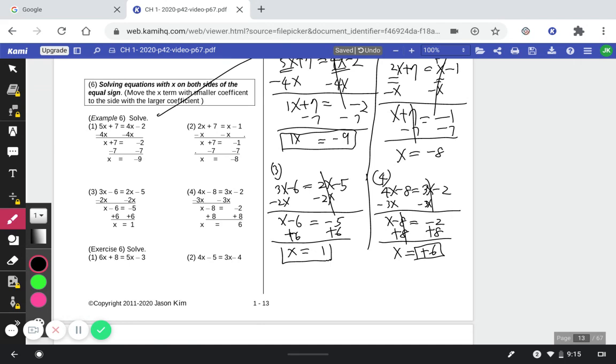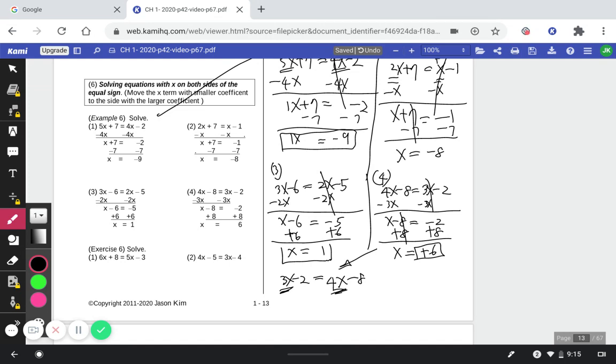Just in case, like number 4, what if you have 3x minus 2 equals 4x minus 8? So you have 3x on the left side and 4x on the right side. So which one is bigger, x?